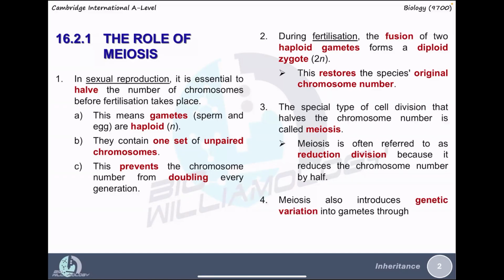Another role of meiosis includes the introduction of genetic variation into gametes through independent assortment and crossing over. We are going to learn the process of meiosis as well as how meiosis introduces genetic variation in the next lesson.